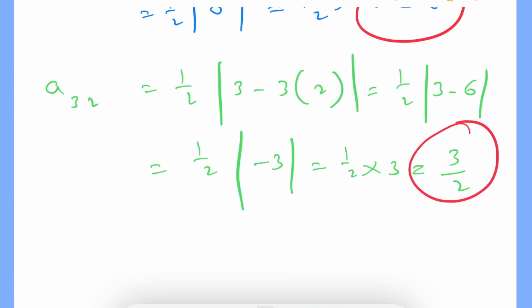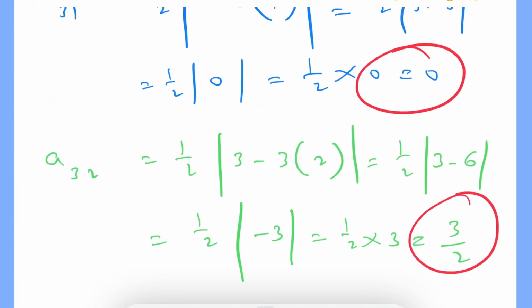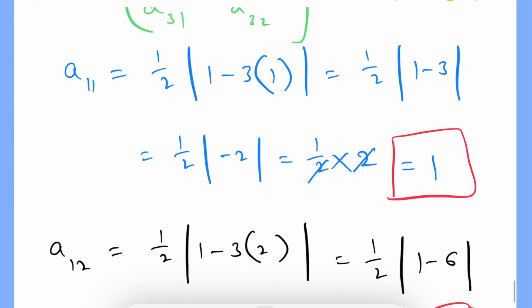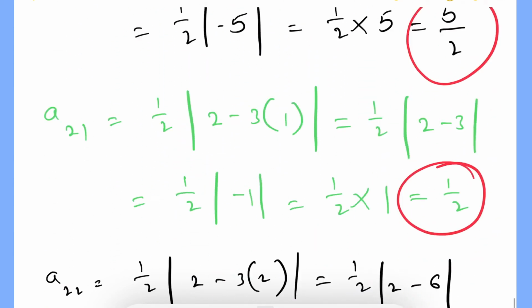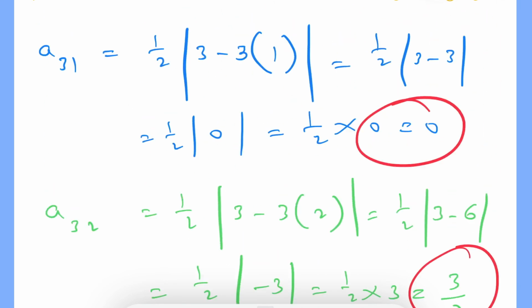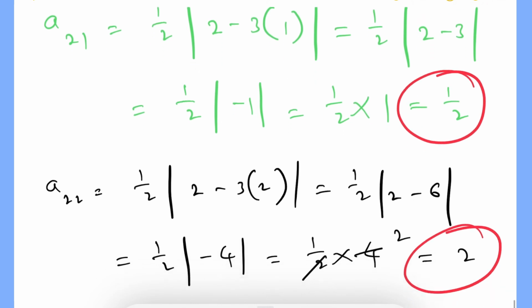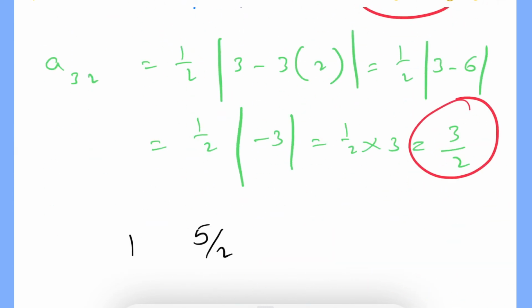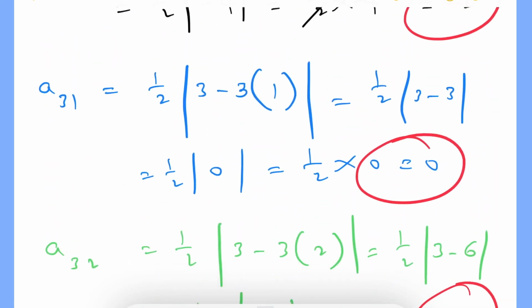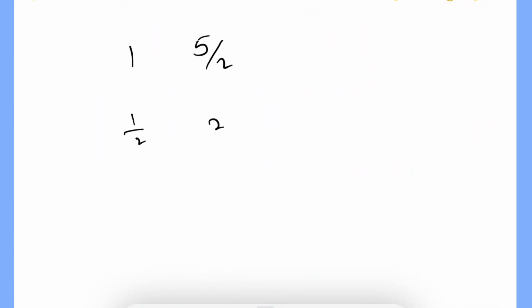By taking all these elements, let us represent the 3 by 2 matrix. First row we have 1, then 5 by 2. Next, 1 by 2, 2. Next, last row, 0, 3 by 2. This is the 3 by 2 matrix which he asked us to construct in the question.